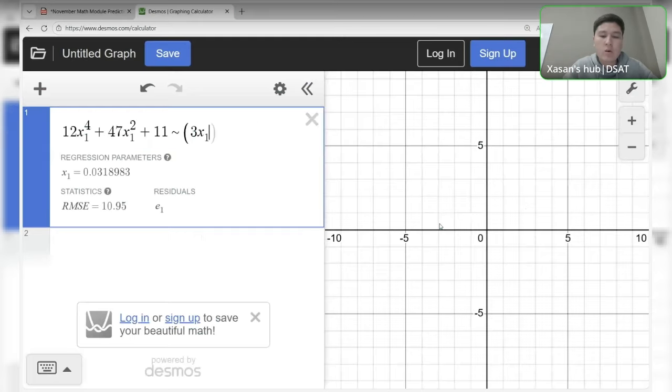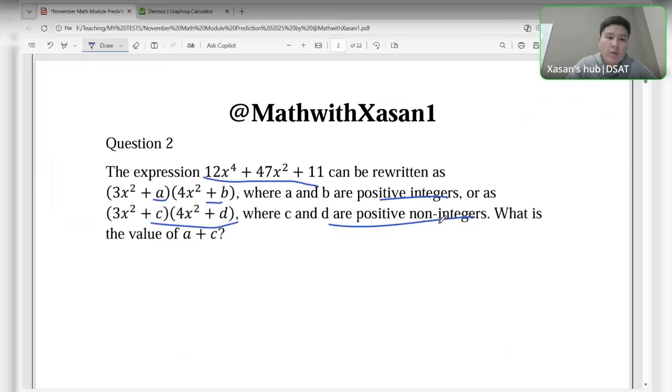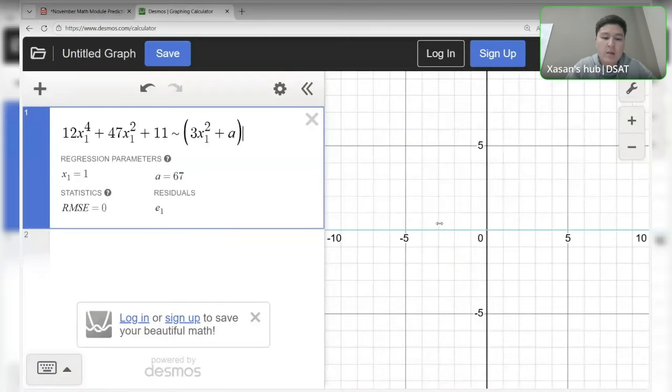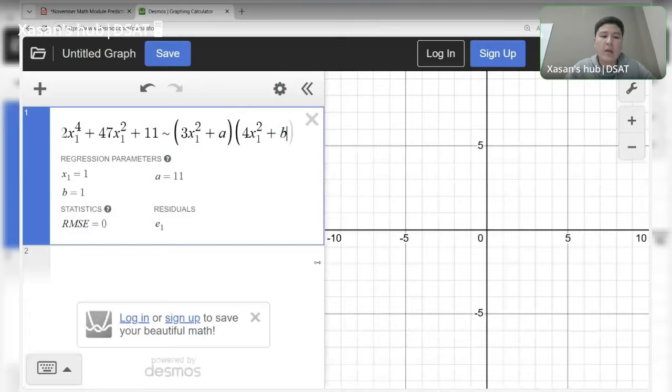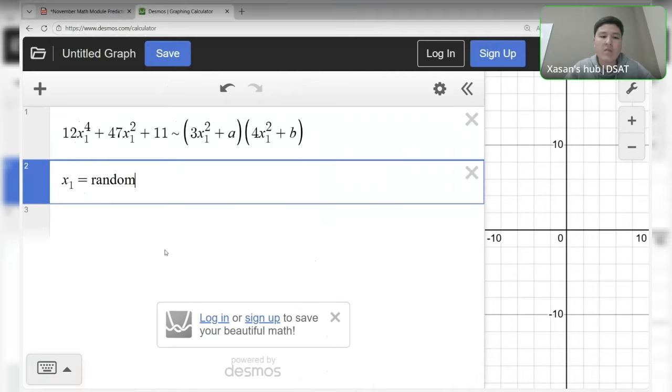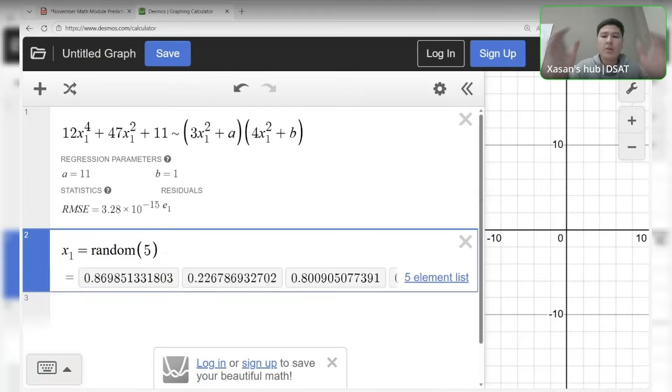And here it is 3x1, right? 3x1 squared plus a, and then we have 4x1 squared plus b. And here guys, all the time, don't forget to add x1 equals random, let's say 5 numbers. So why, guys, what's the purpose here? Because Desmos randomly takes 5 values for x1 and puts them into the equation above, and then calculates the values of a and b. Guys, whenever you are using just two expressions equal to each other, use this method. And do not forget to add x1 equals random 5. So Desmos does the calculation itself. And now we're assuming the values of a and b.